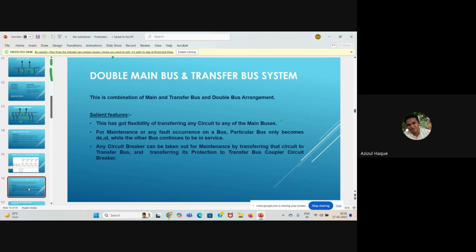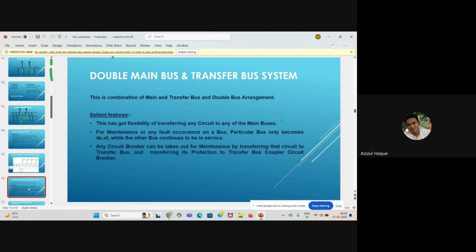These are the features. This has the flexibility of transferring any circuit to any of the main buses. For maintenance or any fault occurrence on a bus, only that particular bus becomes dead while the other bus continues to be in service. This is the feature of the double main bus scheme. Here the same facility is available, but an additional facility is that any circuit breaker can be taken out for maintenance by transferring that circuit to the transfer bus and transferring its protection to the transfer bus coupler circuit breaker.